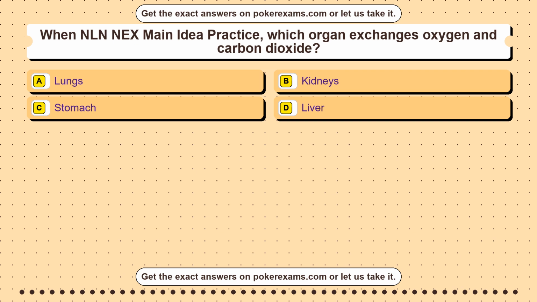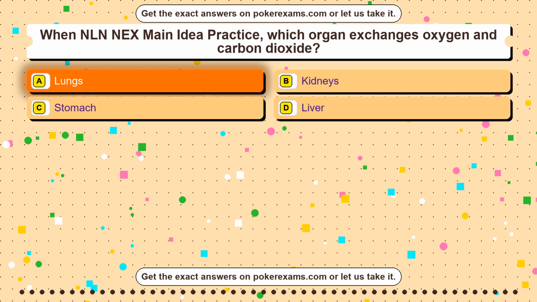Question 49. When NLN NEX main idea practice, which organ exchanges oxygen and carbon dioxide? Option A, lungs. Option B, kidneys. Option C, stomach. Option D, liver. The correct answer is option A, lungs.